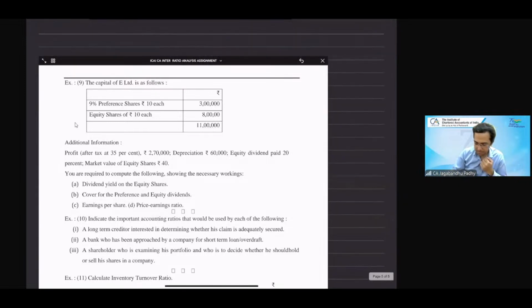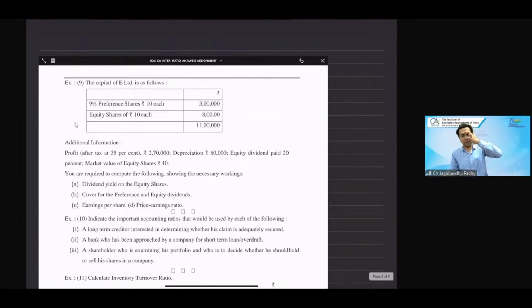Second lecture of FM. Next week, I think next Tuesday, we have the lecture again on ratio analysis, where we'll be doing some more questions.